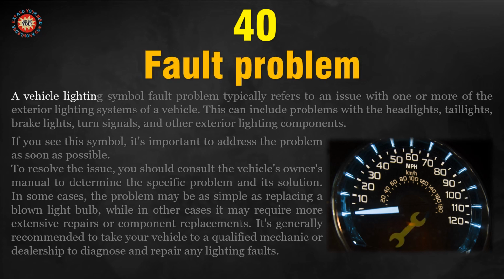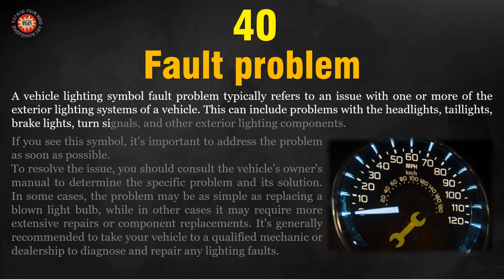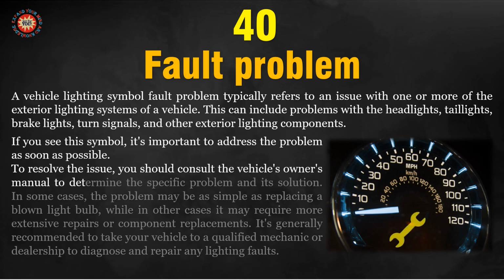A vehicle lighting symbol fault problem typically refers to an issue with one or more of the exterior lighting systems of a vehicle. This can include problems with the headlights, tail lights, brake lights, turn signals, and other exterior lighting components. If you see this symbol, it's important to address the problem as soon as possible. To resolve the issue, you should consult the vehicle's owner's manual to determine the specific problem and its solution.